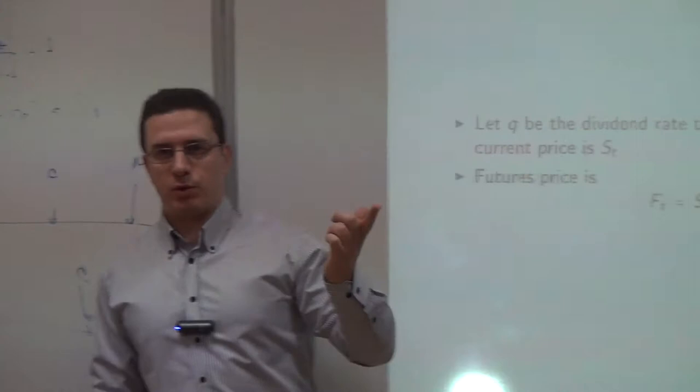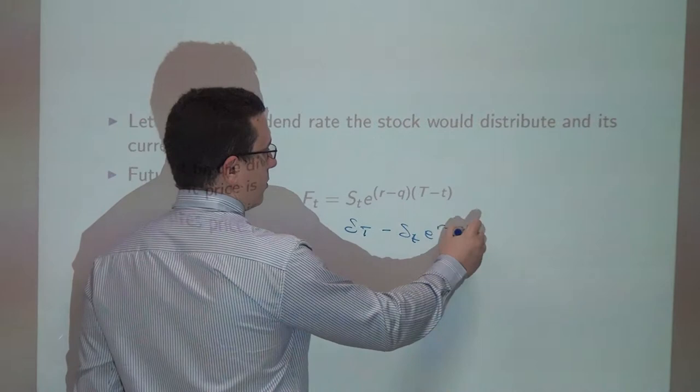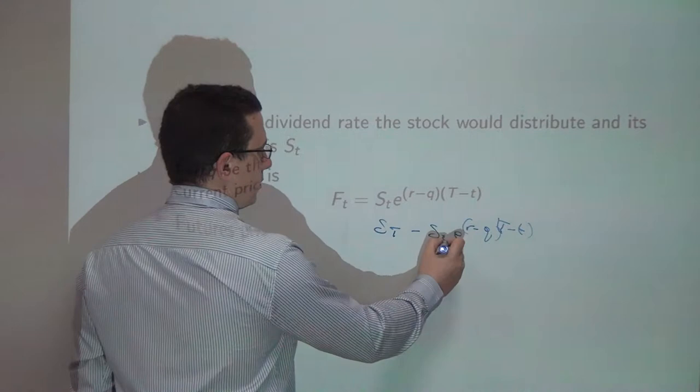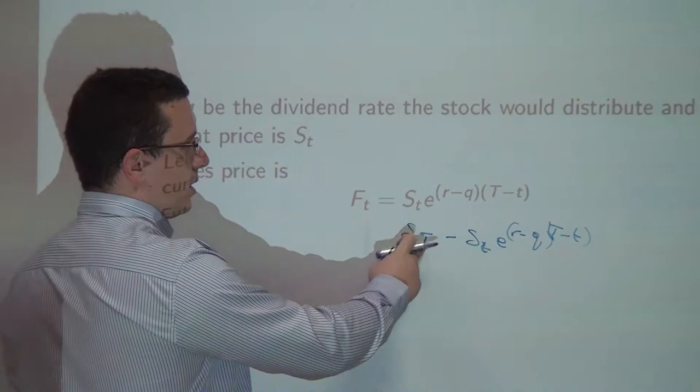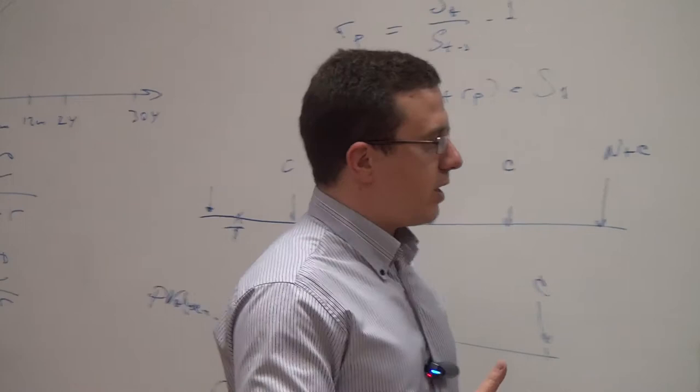Rather, you're going to pay the difference between S_T and S_t times e to the (r minus q)(T minus t). If you bought the contract at small t and it matures at T with price S_T, what you're going to pay or what you're going to receive is basically this thing here. So you're trading on a margin.